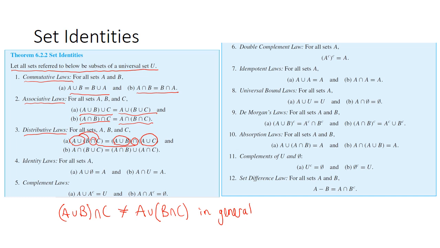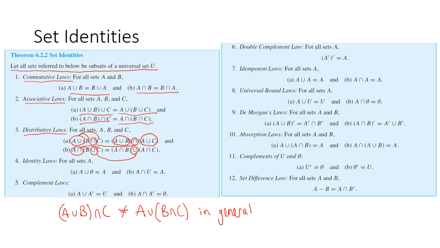Okay, so same deal down here. You have A intersect. You're distributing that to B and to C. And then the union symbol here is going to go between. Okay, so those are the distributive laws.